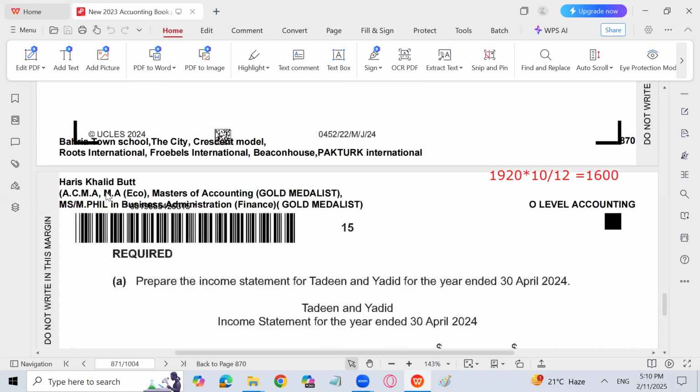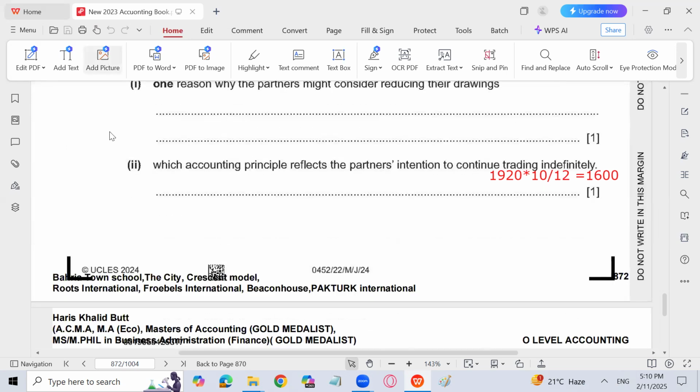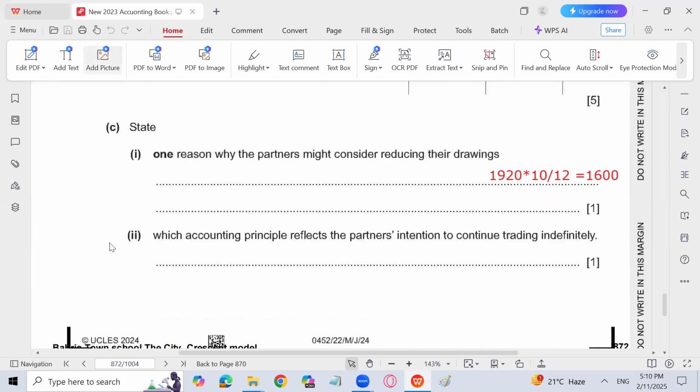So let's see, you need to prepare the income statement or statement of profit and loss, and then you have to prepare the appropriation account. So the current account is not required.